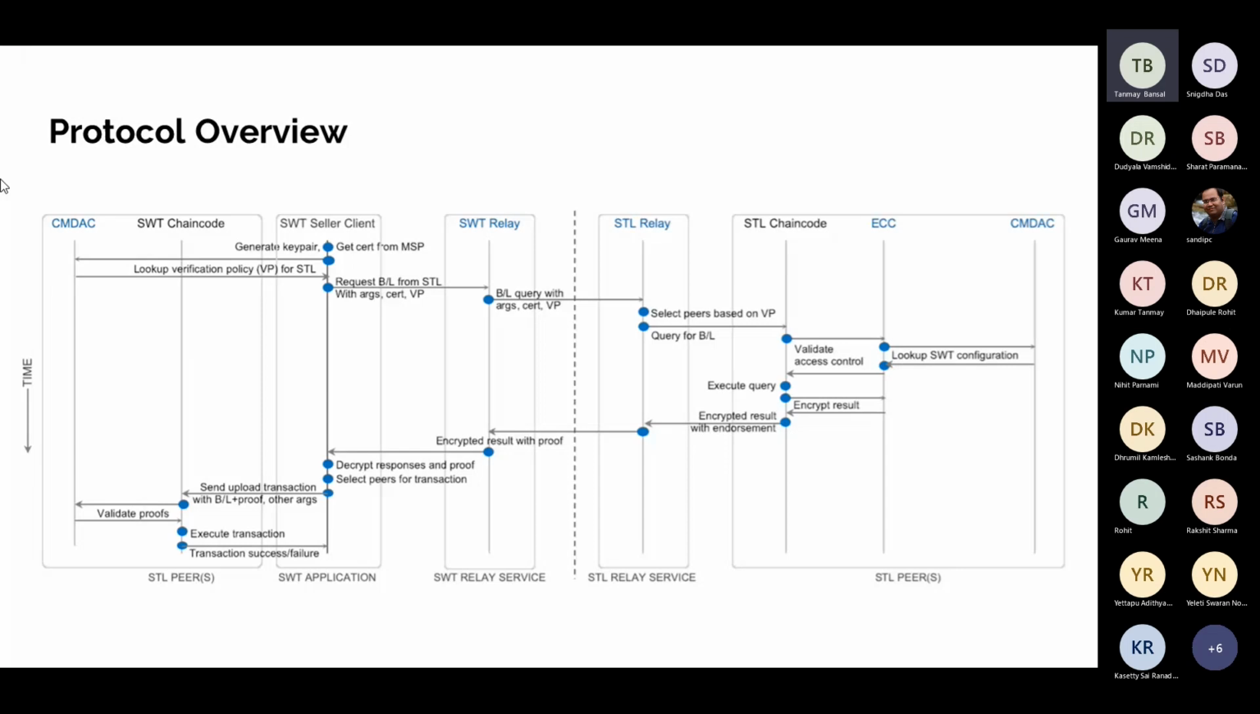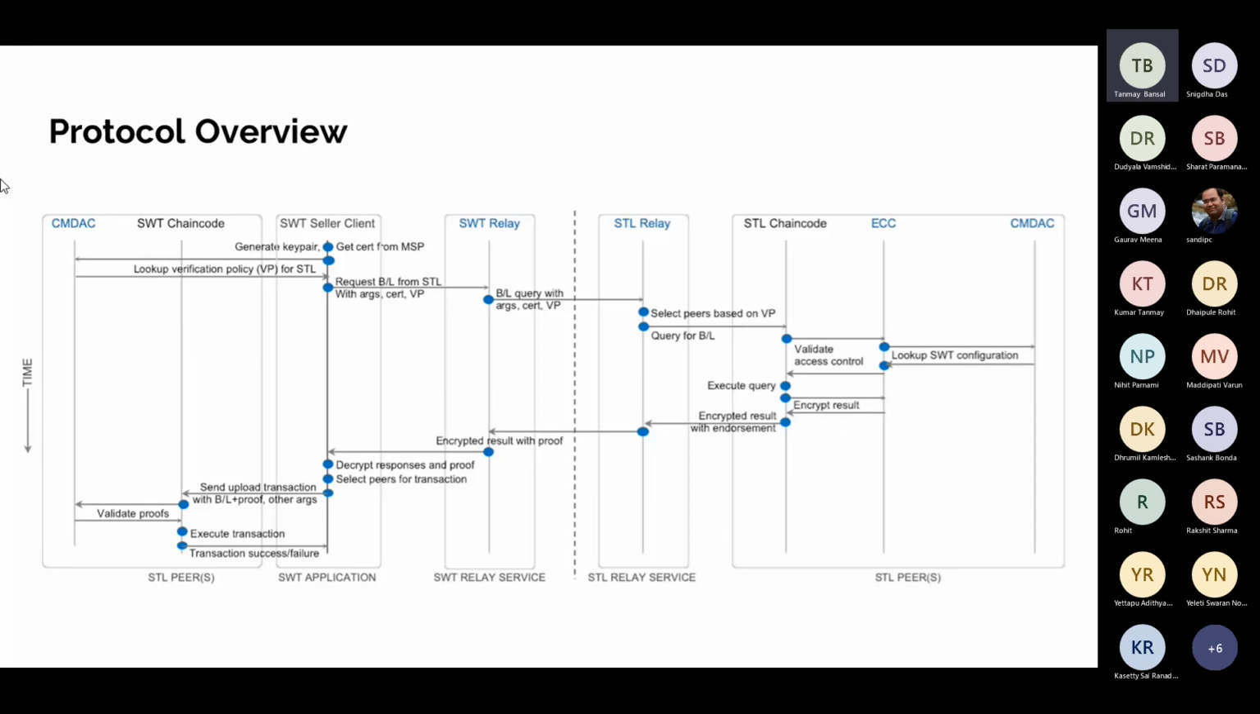And then in the STL relay, it goes now to the STL chain code, and this access control validation is done, and then it checks the SWT configuration whether this is acceptable to send data, that exposure control is done, and then the result is encrypted, and then it is sent back to the relay, as you can see.